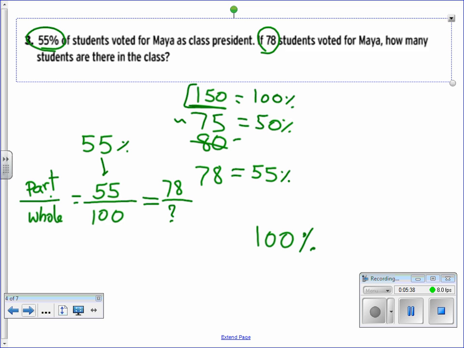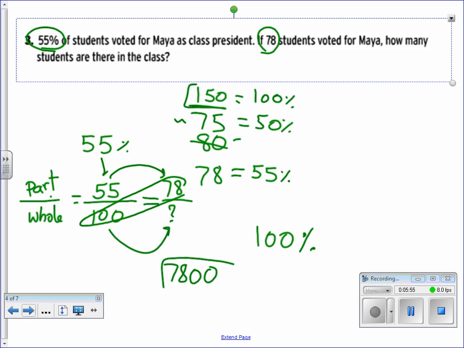How do you solve a proportion? Well, you could say whatever you did to the top, you do to the bottom, but 55 doesn't go into 78. So cross multiply. 78 times 100 is 7,800 divided by 55. 55 goes into 78 once. 78 minus 55, 23, bring down the 0.